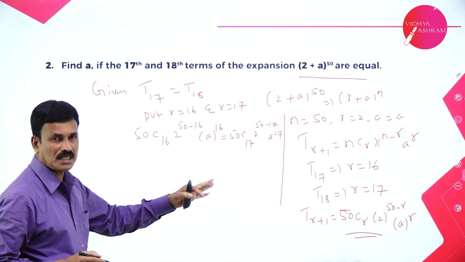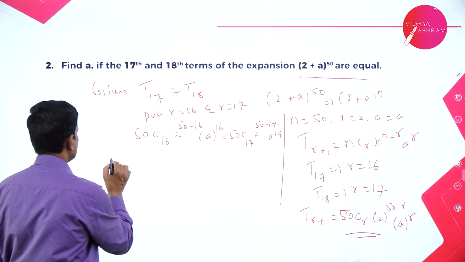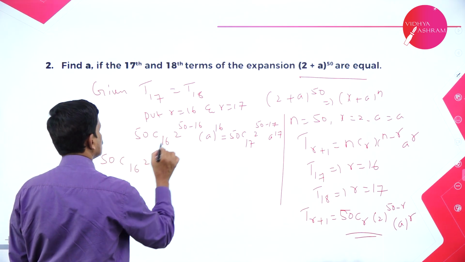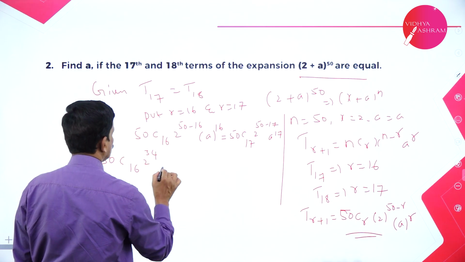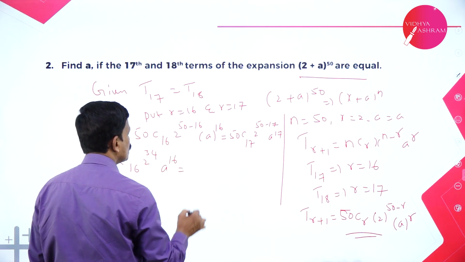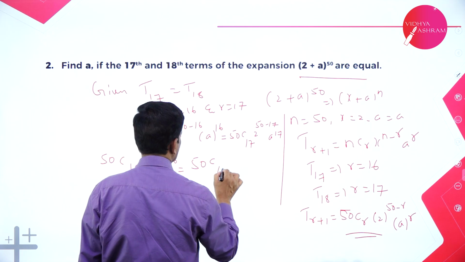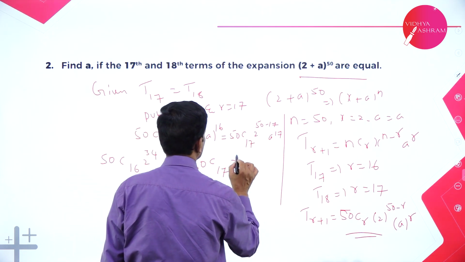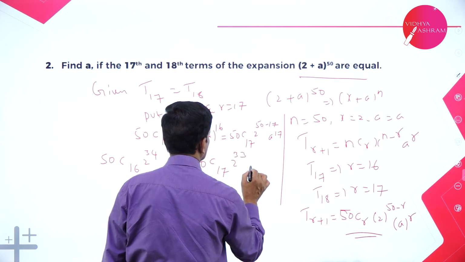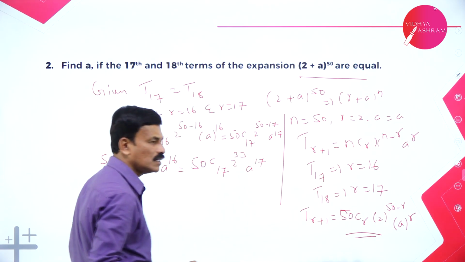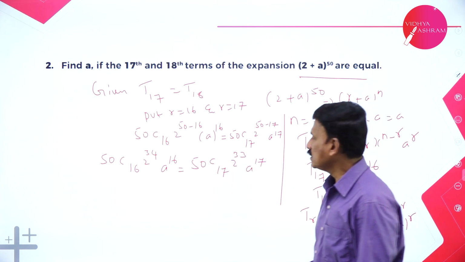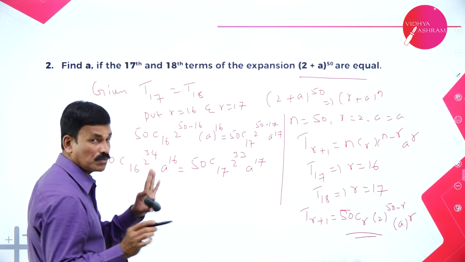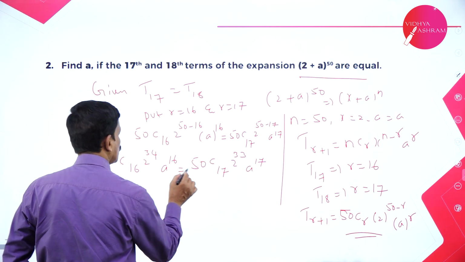T17 and T18. So this is 50C16, 2^(50-16) is 2^34, into a^16 as it is. This is 50C17, 2^(50-17) is 2^33, into a^17. Now what is required to find? What we want to find is the value of a. So just you can keep this.